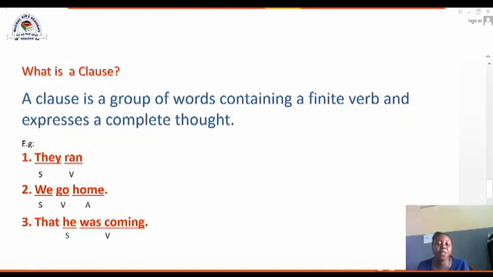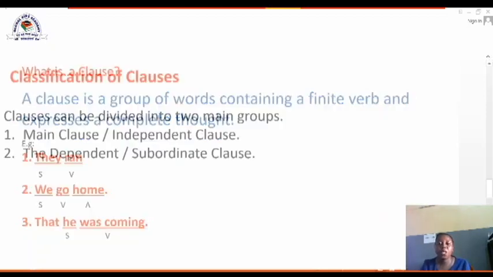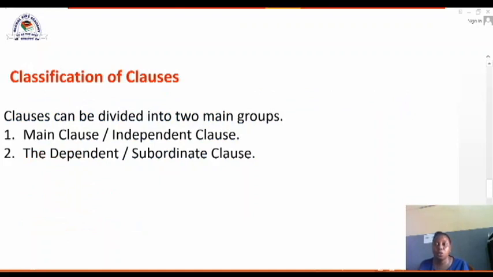And then we have that he was coming. It is a clause. It's a clause because it contains a finite verb, was coming. Was coming is past continuous tense. And so we have these examples as our examples of clauses. Remember, I said that the clause is also a simple sentence.